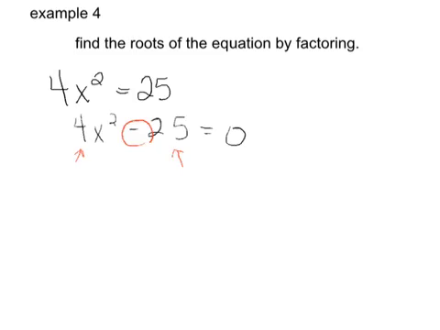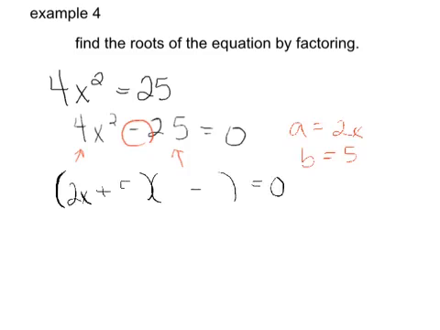And if I go back, so here, you take the square root of that. A is 2x, and b is 5. Factoring will give us, okay, plus and minus, 2x plus 5, 2x minus 5. You should have learned this in Algebra 1. Hopefully I'm just refreshing your memory. And then we're just going to set them equal to 0 and solve.